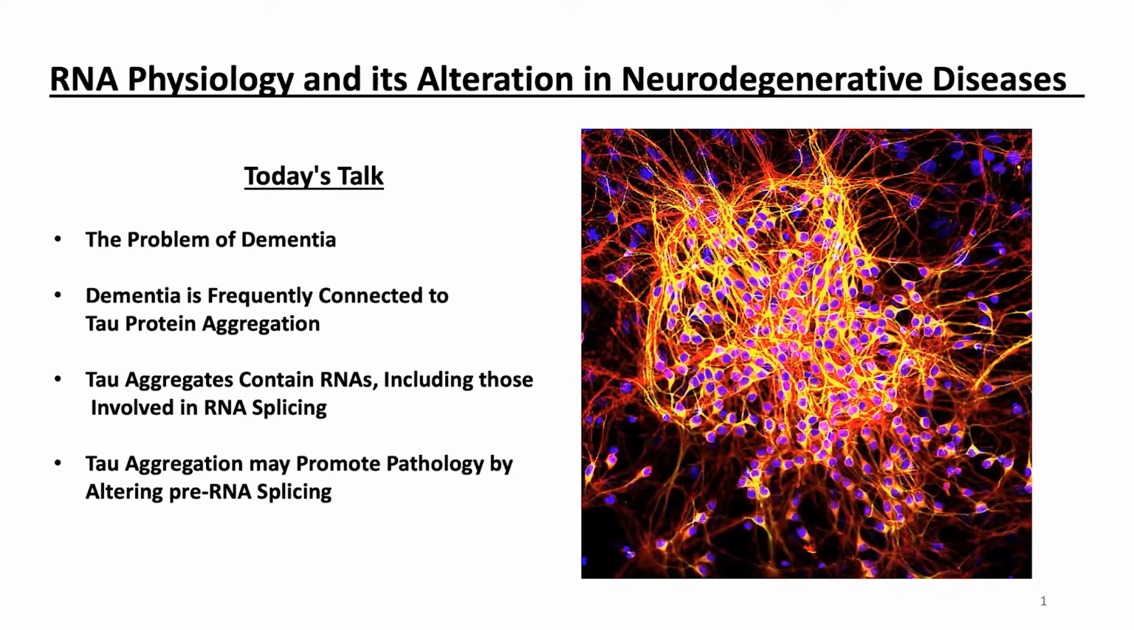about the problem of dementia, and then emphasize how dementia is frequently connected to a particular protein called tau and how that forms protein aggregates in cells. And then I want to show some of our recent work showing that tau aggregates in cells and in neurons actually contain RNAs, particularly RNAs that are involved in what's called pre-mRNA splicing. And then some data that we have that this might be part of the pathology of tau aggregation in various diseases by altering the process of pre-mRNA splicing, and how we're trying to address that further. So that's the overview of the talk.